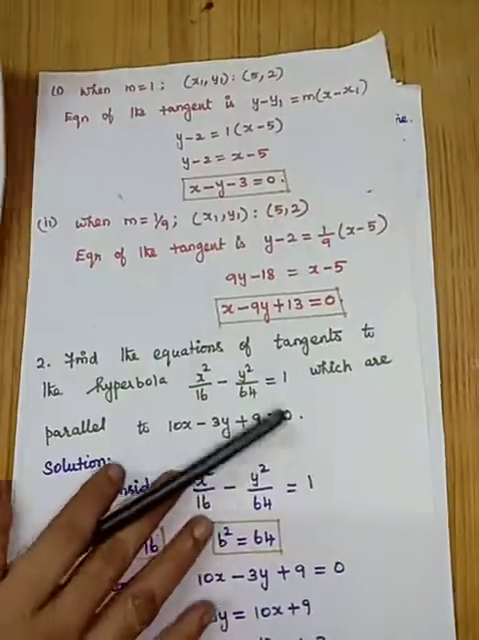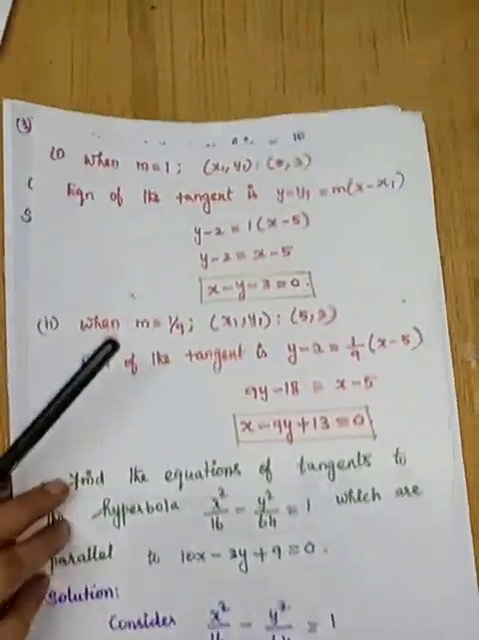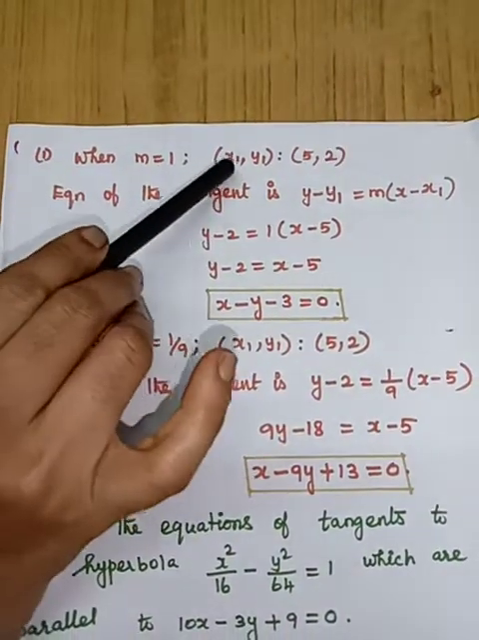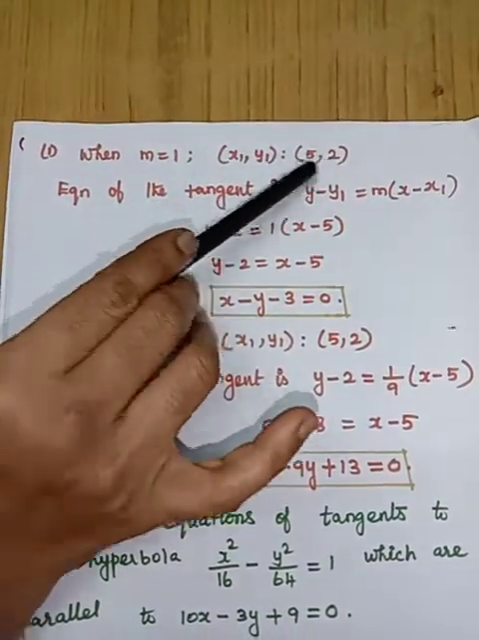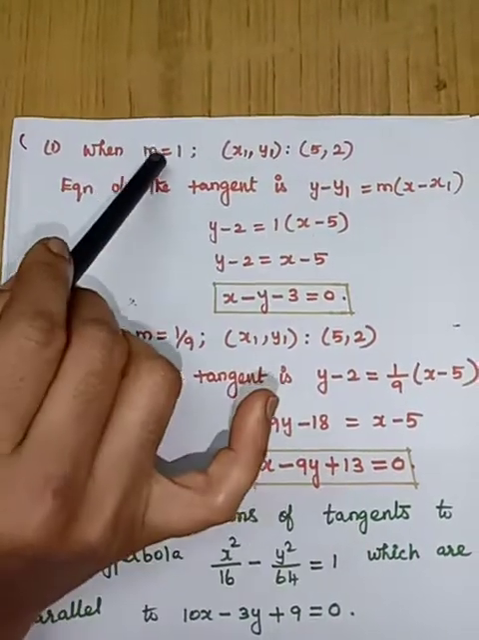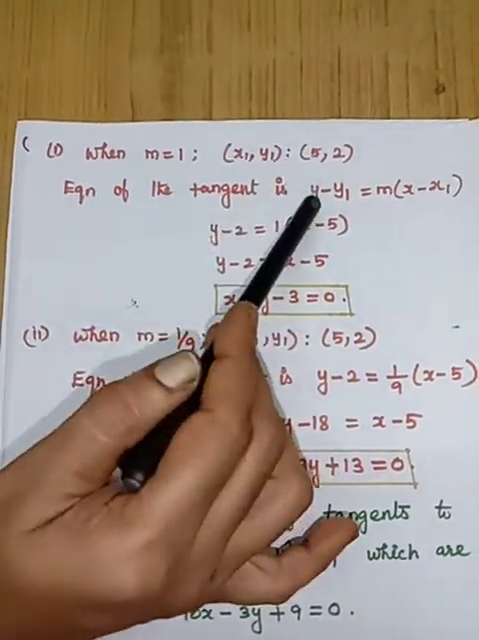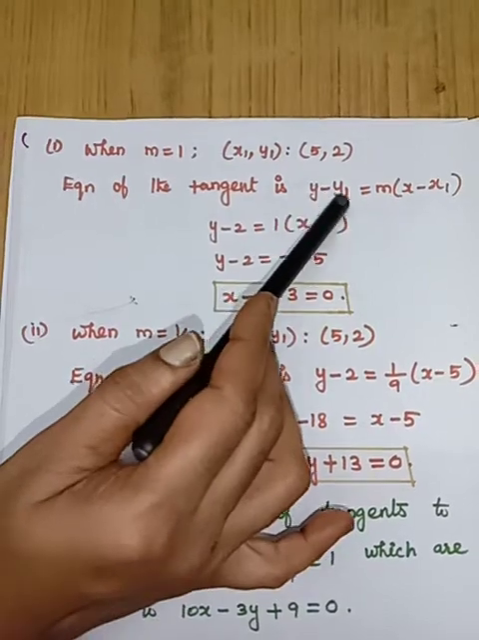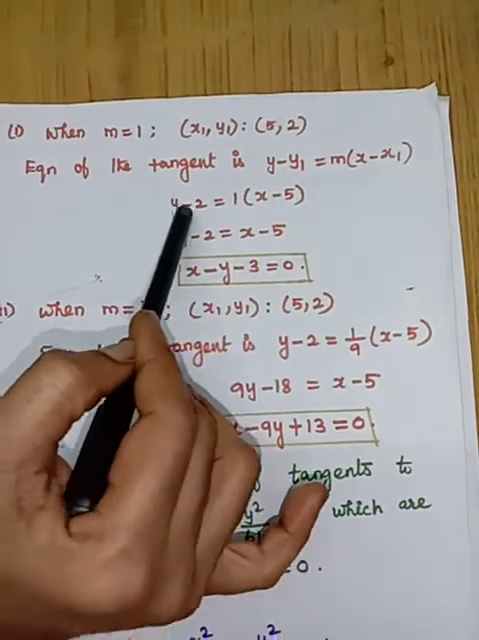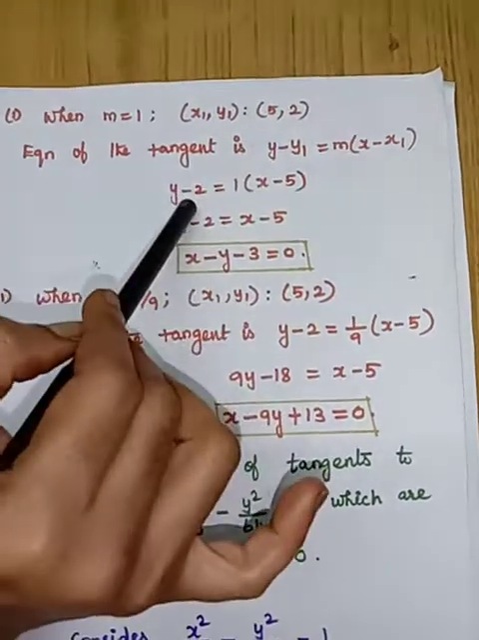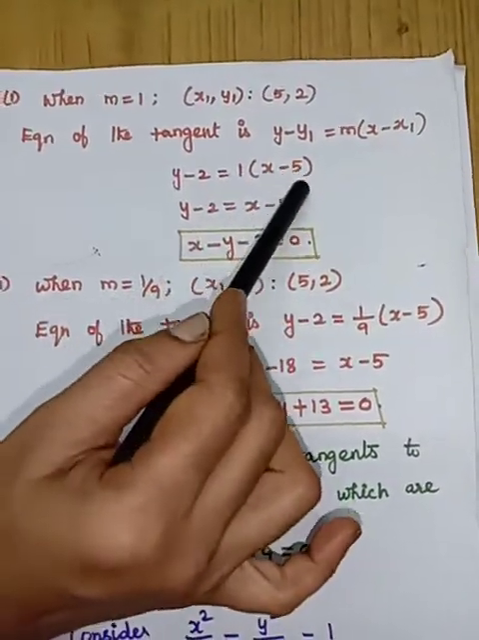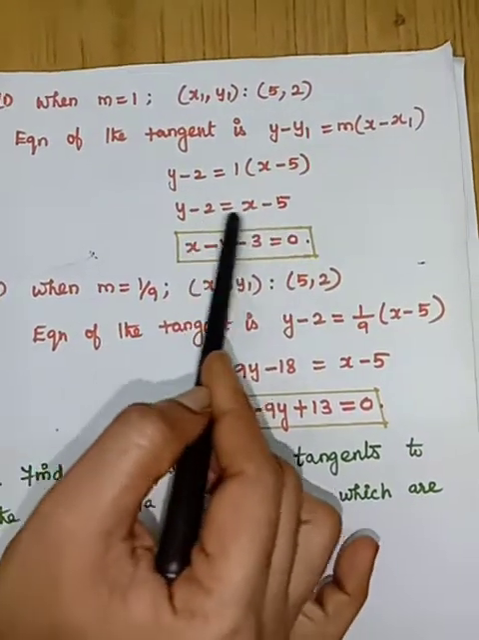So m is equal to 1 you got, and the point is also given, so you can write the equation of the tangent. When m is equal to 1 and x1, y1 is 5 comma 2, the tangent is a straight line with a slope and one point. So you can use the formula y minus y1 is equal to m into x minus x1. So y minus, what is y1? It is 2, which is equal to, what is m? Here we have taken 1, so 1 into x minus 5. So you will get this answer.